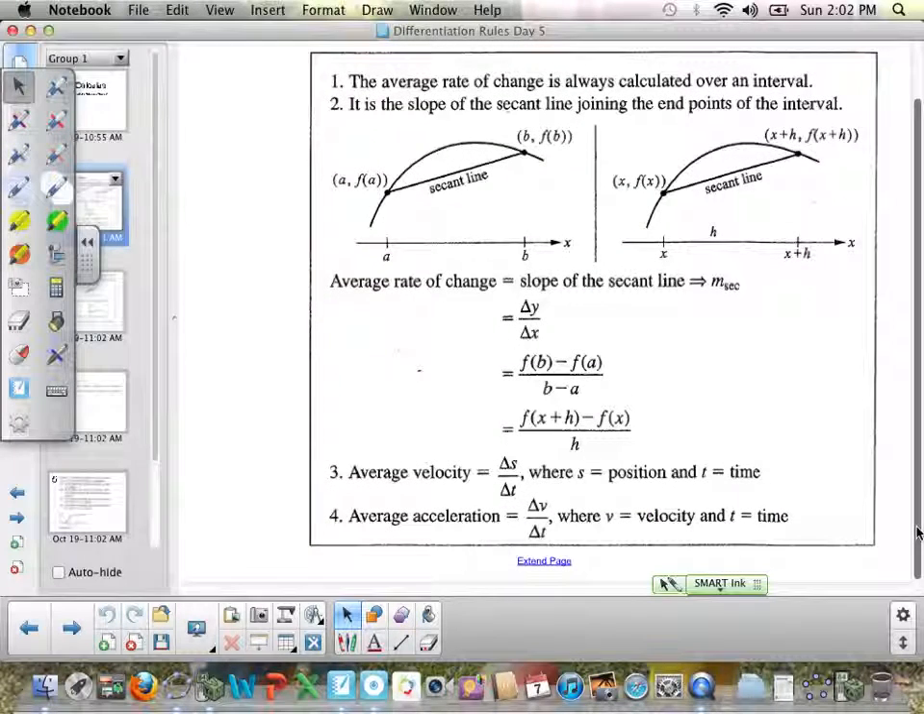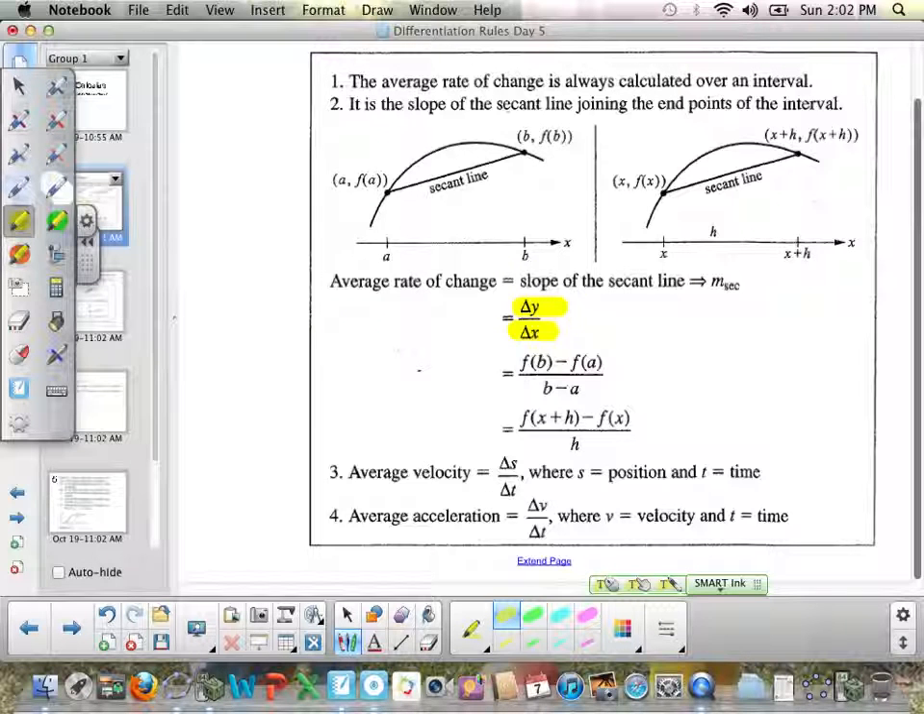And to do that, you're going to do change in y over change in x, or change in position over change in time. Coincidentally, it also gives us average acceleration if we're starting with the velocity function, because change in velocity over change in time is acceleration.